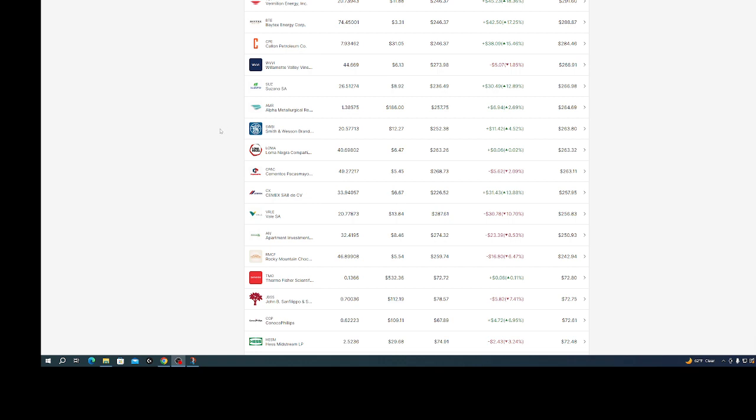Smith and Wesson, because I think at some point all hell is going to break loose and there's going to be blood in the streets. And guess what? When there's blood in the streets, you're going to need guns, right? You're going to need guns to protect your property. You're going to need guns to protect yourself.